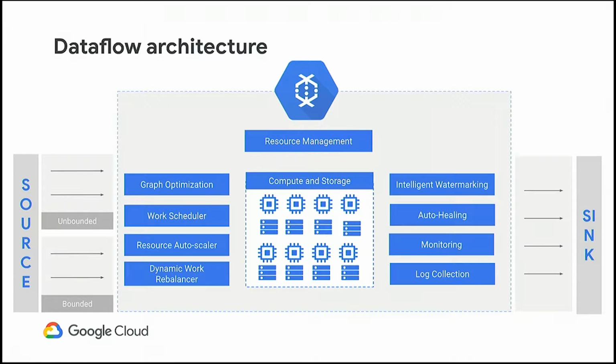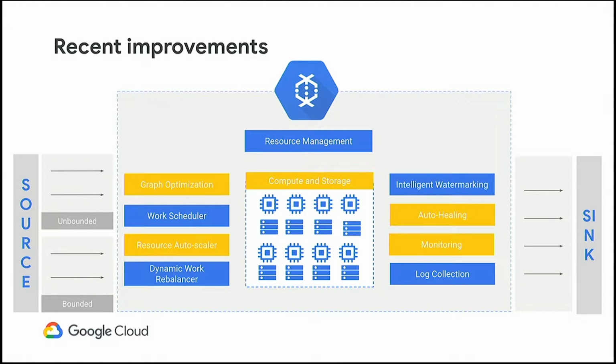Dataflow takes care of a lot of things like managing compute and storage resources, graph optimization, scheduling work, meaning dividing inputs into small pieces and assigning them to workers and scheduling this work. And we've done improvements in many, many places over the past 3 to 6 months. I'll just mention briefly compute and storage. We launched the streaming engine in beta a few months ago.